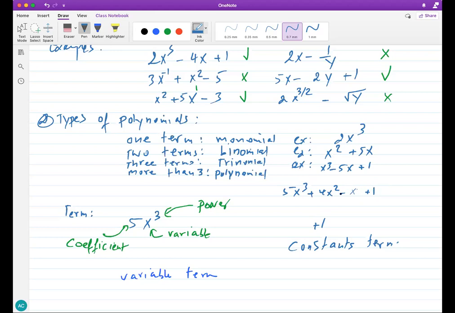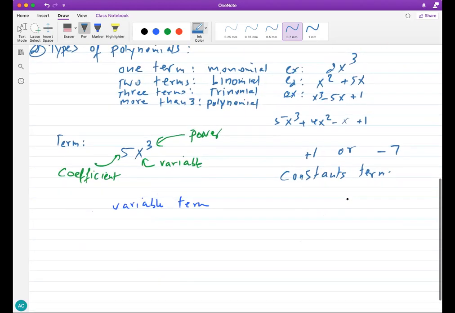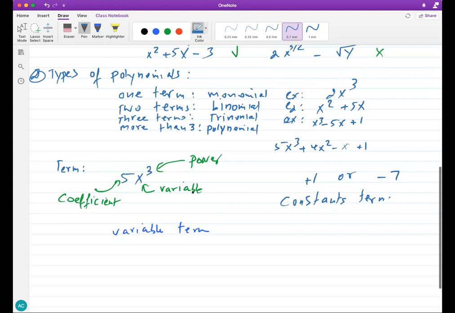Or you may have these two together, or three or four. So it could be a variable term, or just a number, positive or, for example, negative seven. That's also a term. A polynomial could have just one constant term like this. Okay, so the power here is 3. Since this one doesn't have a variable, the power is 0. So think of it as x to the power of 0. There's no power. This one has 3.